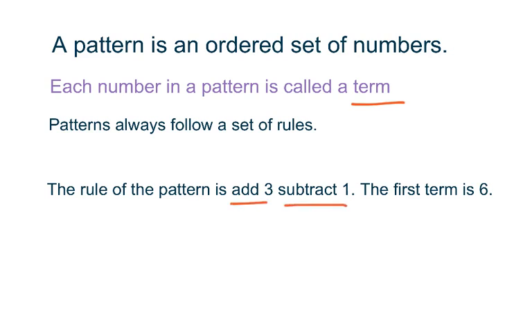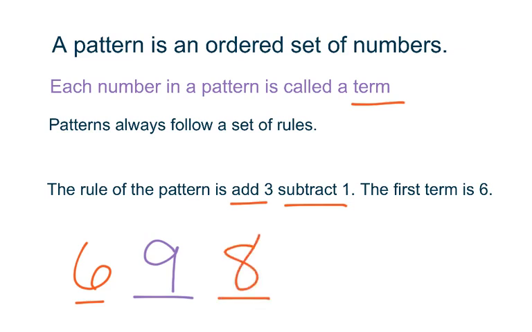That means the first number in our number pattern is 6. So 6 would be the first term. And then my next term, my second term, I would add 3 to the number I start with. So 6 plus 3 would give me 9. My third term, I would subtract 1. So 9 minus 1 is 8. My fourth term, I would add 3. I'd get 12. My fifth term, I would subtract 1, and I'd get 11. And then my sixth term, I would add 3 more, and I would get 14.